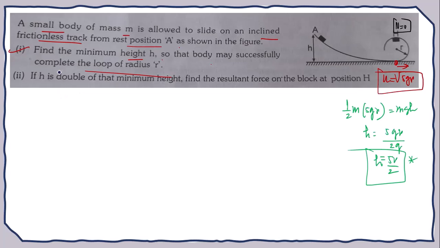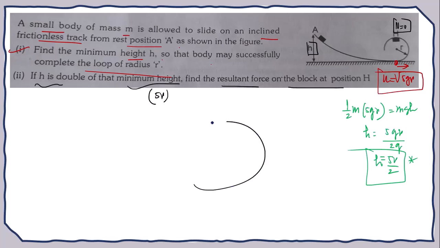Now in the second situation, the h is double. Initially we calculated that h is equal to 5r by 2. Now in the second situation, it is simply 5r. So from the height of 5r, you drop the particle, and find the resultant force on the block at position h.